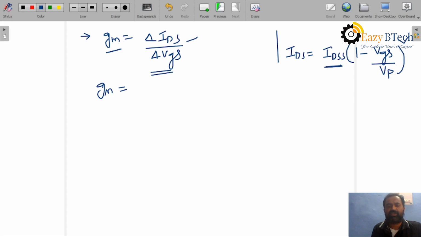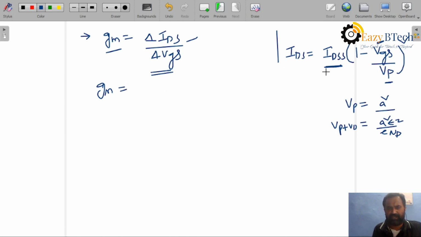IDSS is the drain saturation current, VGS is the applied input voltage, and VP is the pinch off voltage. The pinch off voltage we discussed in the last class: VP plus V naught is equal to A square by 2 epsilon, E into ND. This all we have discussed in the last class.